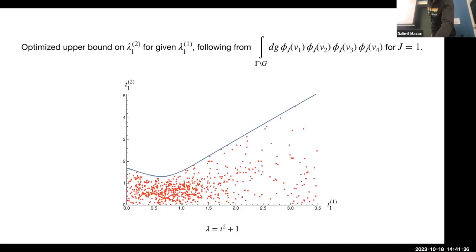And here is the result. For example, here the blue curve is an upper bound on the Laplace eigenvalue of spin 2 as a function of the Laplace eigenvalue of spin 1, and the red dots are actual hyperbolic 3-manifolds. So you can see that all of the 3-manifolds are indeed below the bound, and some of them come pretty close to the bound. The blue curve is just a universal bound. There should be no manifold above it, but it's not guaranteed that the manifolds will actually populate so nicely the whole region allowed by the bound.